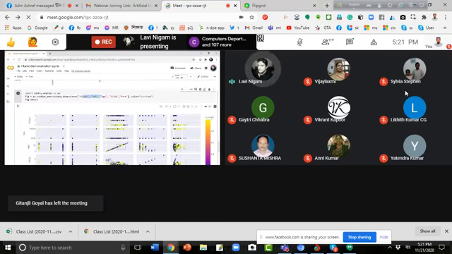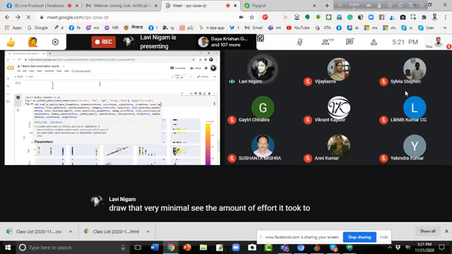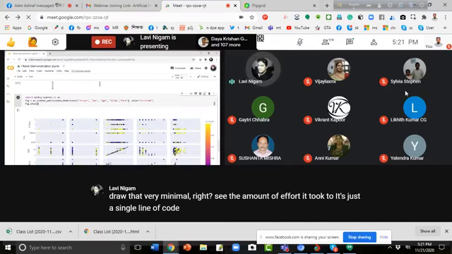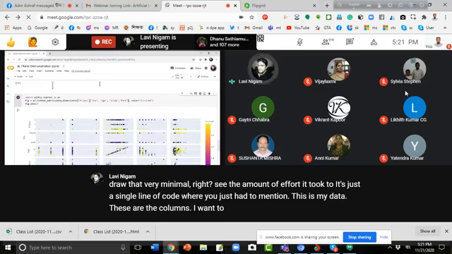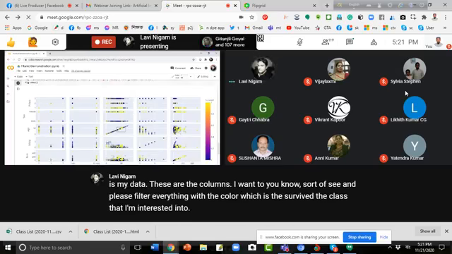And if you see the amount of effort it took to draw that, very minimal, right? It's just a single line of code where you just had to mention, this is my data, these are the columns I want to see, and please filter everything with the color, which is the survived class that I'm interested in. So that's the whole idea.